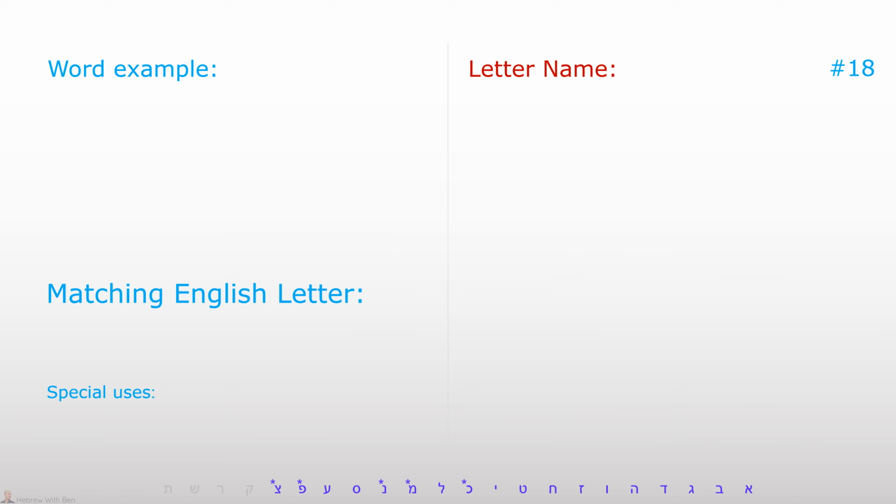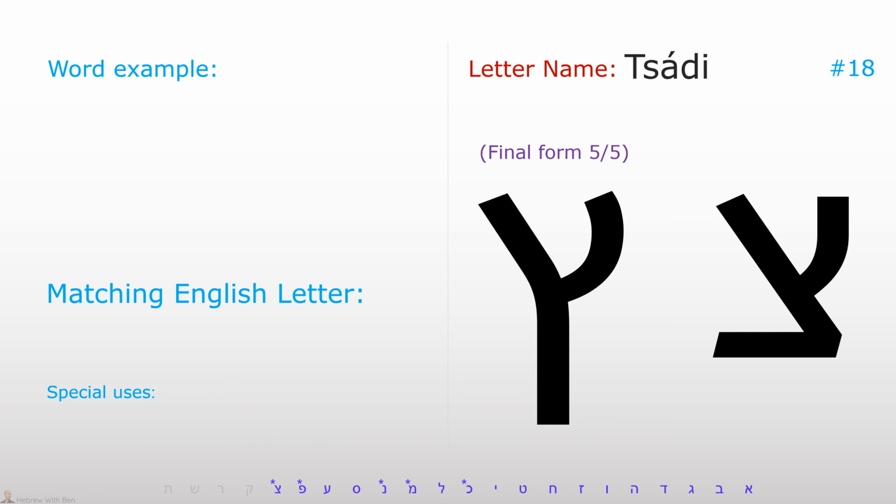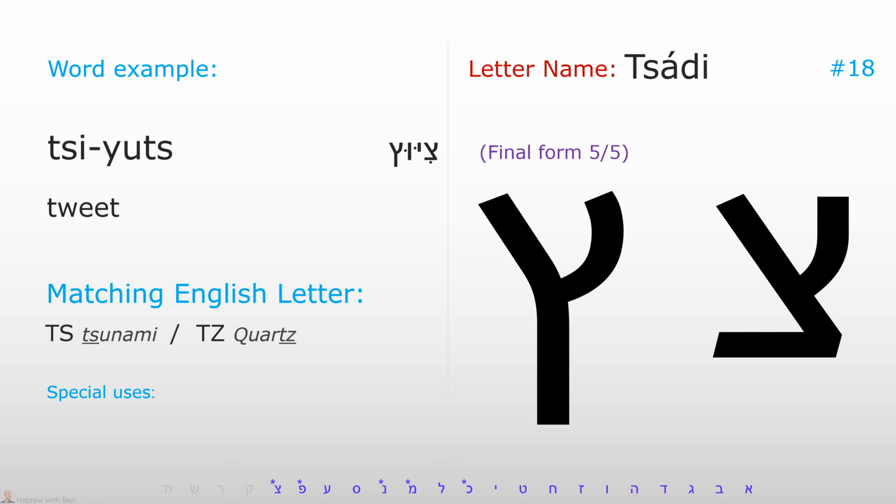Tsadi is the last letter with the final form. It matches the sound of tsa as in tsunami or tsa as in quartz. Look at the example on the screen. Tziyutz. You can see both letters at the beginning and at the end of the word. A special use case is Tsadi with geresh. It sounds like cha, as in child, chess, etc.